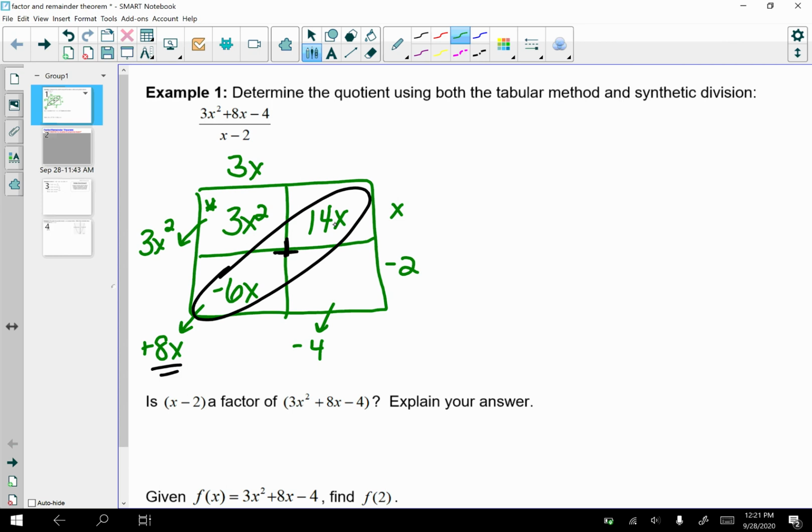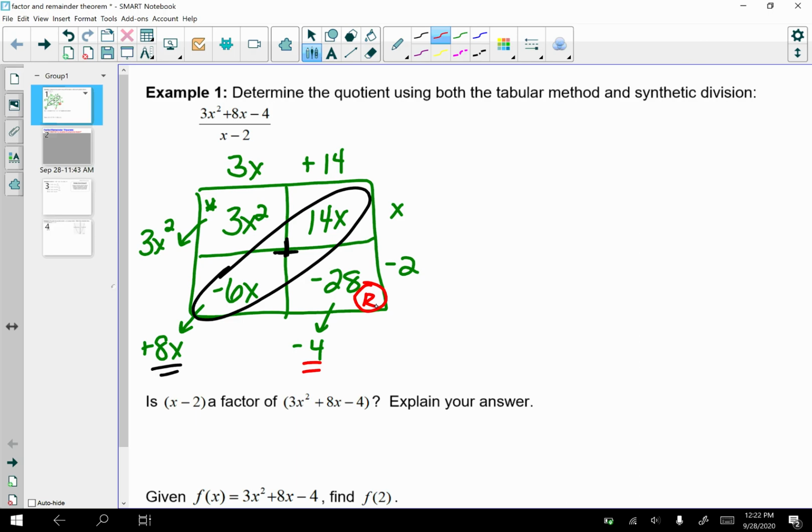So what times x gave me 14x? Should be a positive 14. So I have 14 times negative 2, negative 28. I'm supposed to have a negative 4. So that means that there has to be some kind of remainder left over. Let's work with synthetic, and then we'll come back and talk about the remainder for tabular.